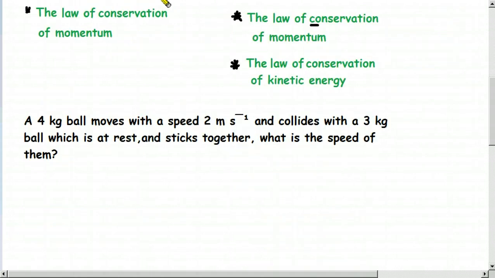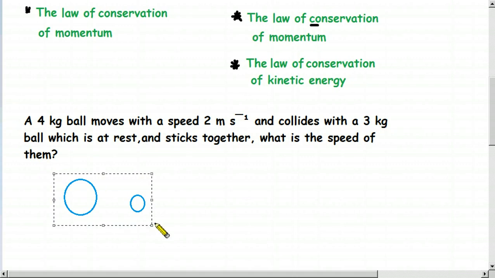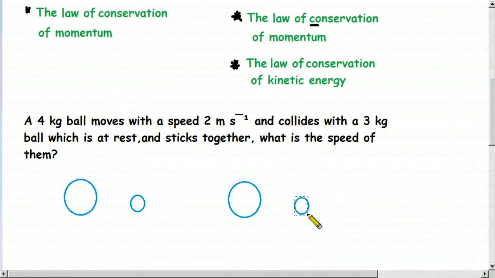So now let us try to solve this problem. A 4 kg ball moves with a speed 2 m s^-1 and collides with a 3 kg ball which is at rest, and they stick together. What is the speed of them? So let us draw a little diagram to illustrate. This one is the 4 kg ball, and this one is the 3 kg ball, assume like that. After the collision, they stick together and move together like this.